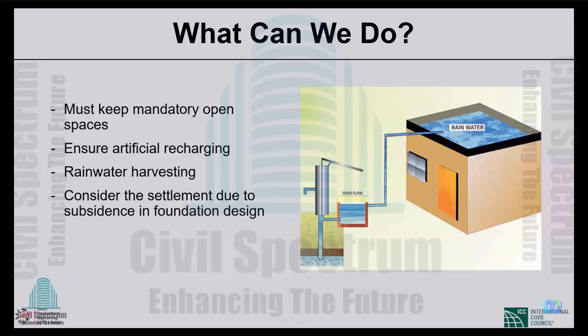So why do we consider settlement? Because the three measures mentioned in this slide, mandatory open space, artificial recharging, and rainwater, will cover up for the future. But what about now? Now we need to consider the settlement, because we cannot regain what we have lost instantly.